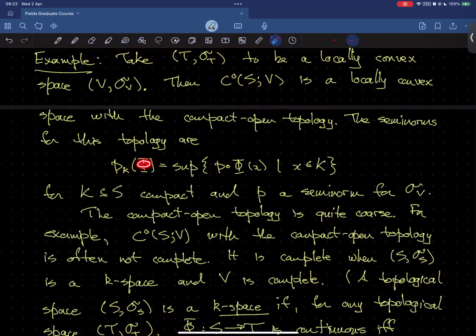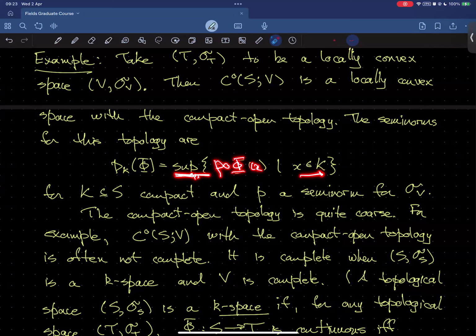I take a mapping phi, which is from S to V. Then I evaluate P at points phi of X, where X is in K. And I take the supremum of all those, and that gets me a semi-norm. You have to verify that that's a semi-norm.